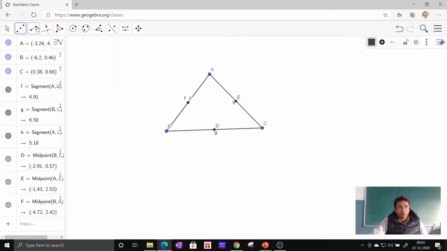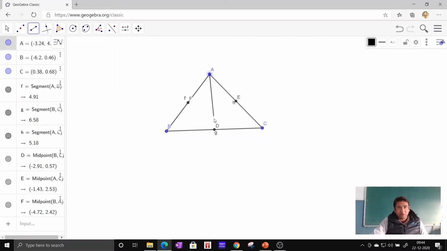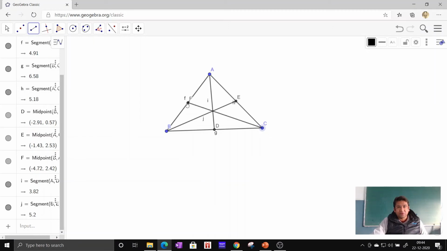Now we'll join A with D. This is your first median. B with E, this is your second median, and C with F, this is your third median.